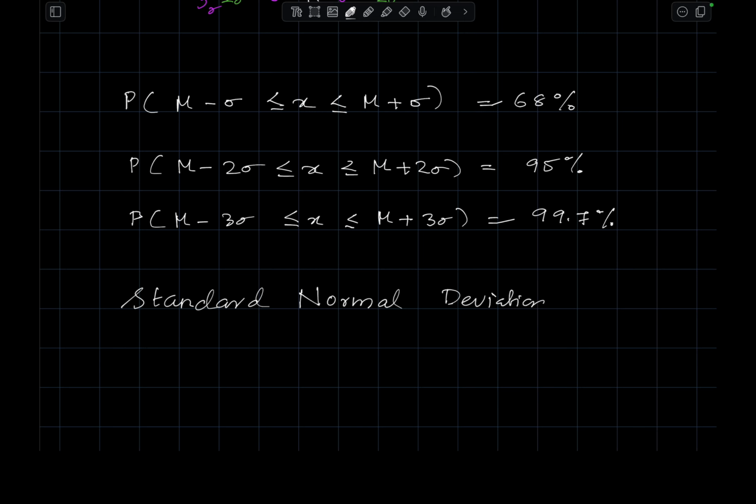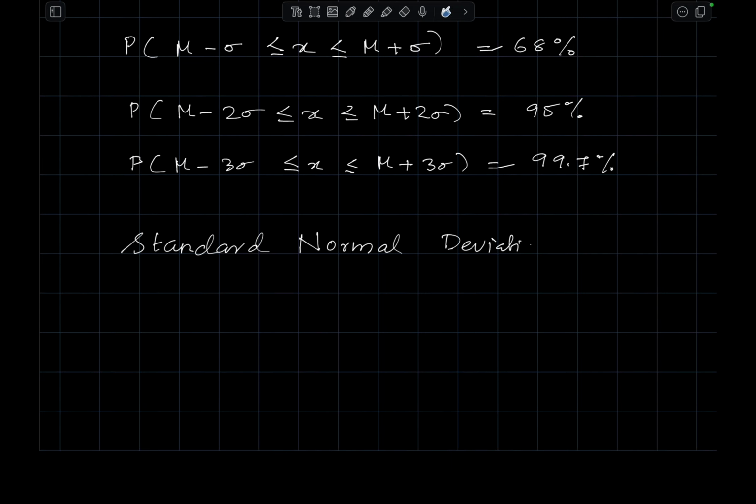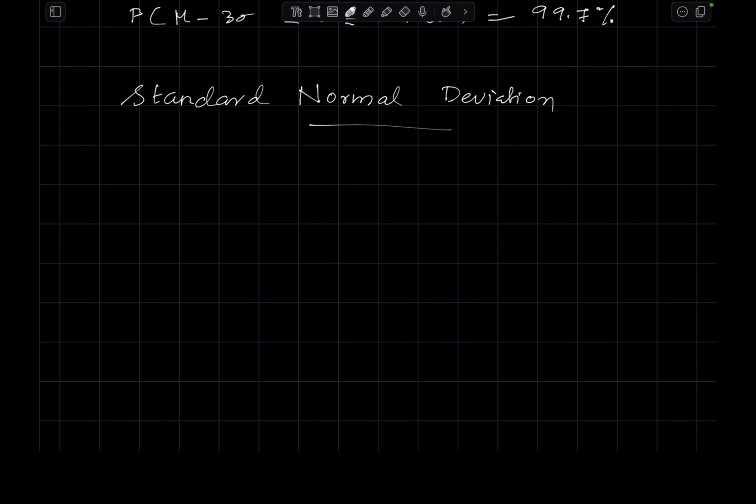So in case of normal distribution, sigma and mu can take any value, but in case of standard normal distribution, it is particular that mu should be 0 and standard deviation should be 1.